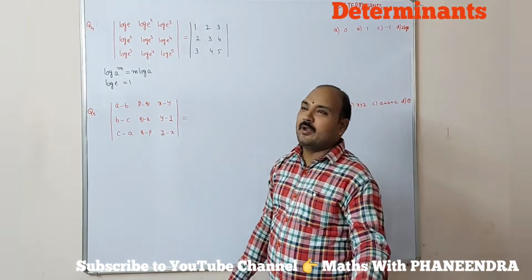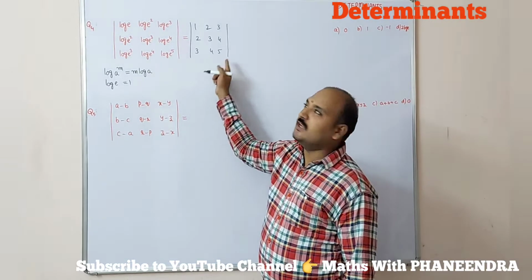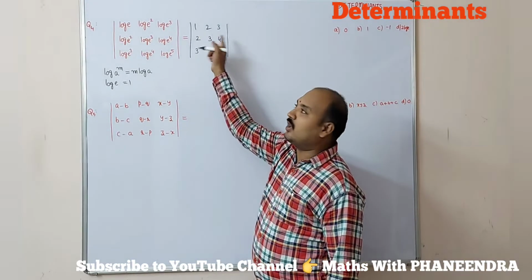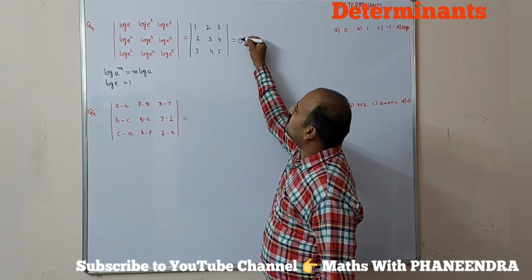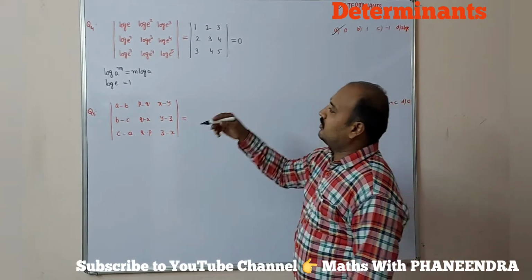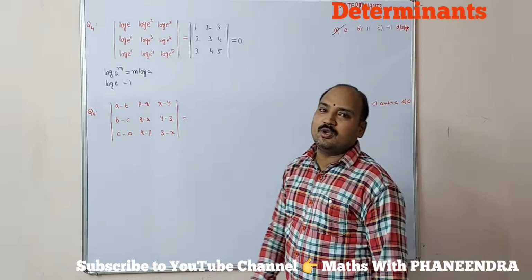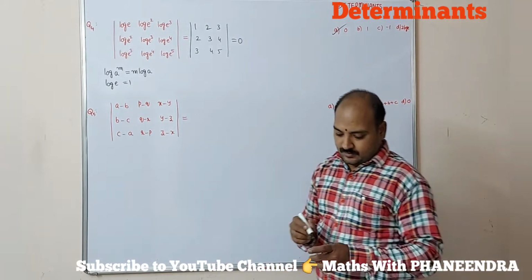Like the previous determinant, 1, 2, 3; 2, 3, 4; 3, 4, 5, which are in decreasing order, all the rows differ by 1. So, without expanding also we can say it is 0. So, the determinant of the given value is equal to 0. Now, we will move to the next determinant.